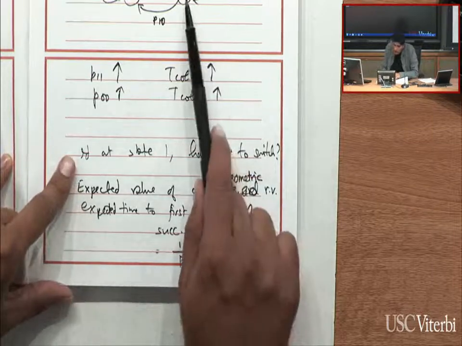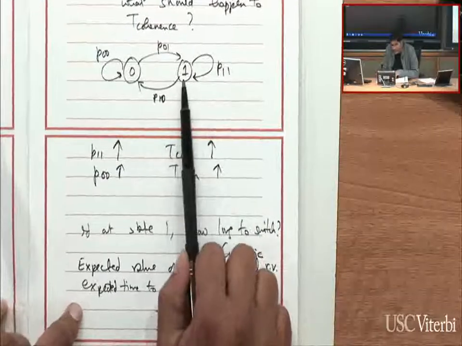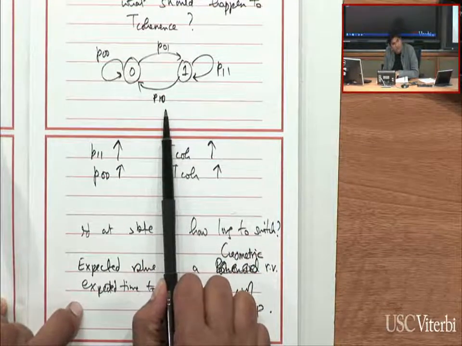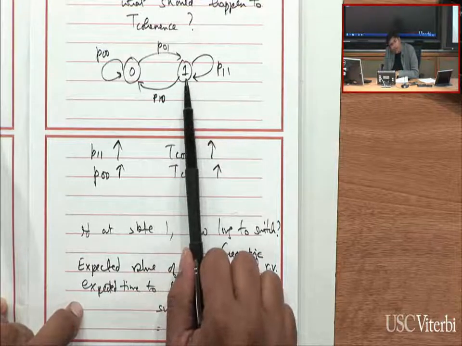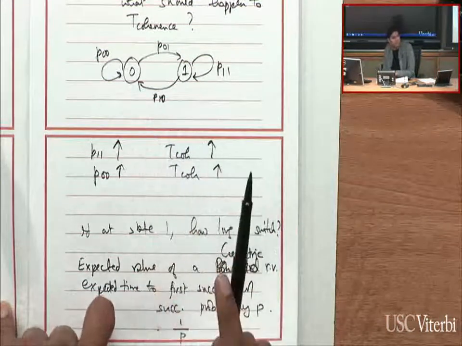So if I'm at state 1, the success in this case, or the event I care about, is a transition event that happens with probability p10. So the expected number of time steps for me to go out of 1 to 0 is 1 over p10. Okay.